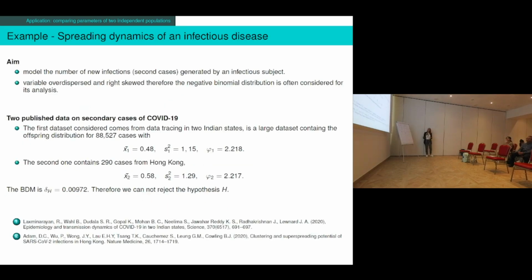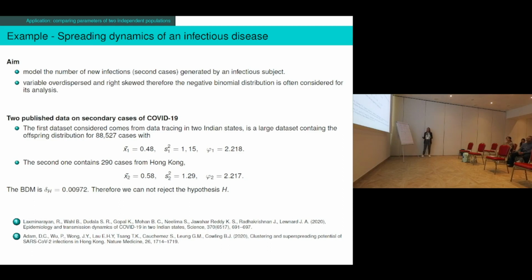So here we can see an example. We wanted to model the number of new infections that were generated by an infectious subject. This kind of variable is right skewed and overdispersed, and then we can use the negative binomial distribution in order to conduct this analysis.